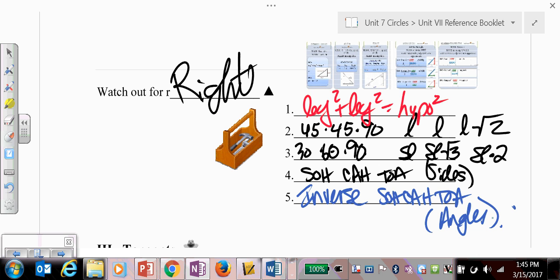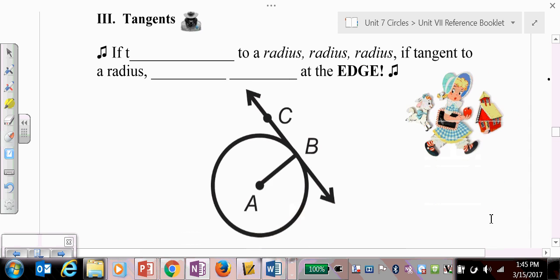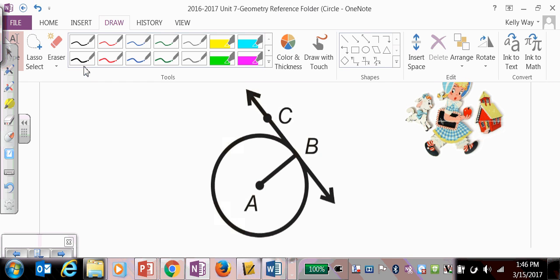If I ask you what's your right triangle toolbox, I'm not picky about order, but I expect you to be able to rattle off all 5 of these instantaneously. Okay? Because, like today, just fill in the blanks.